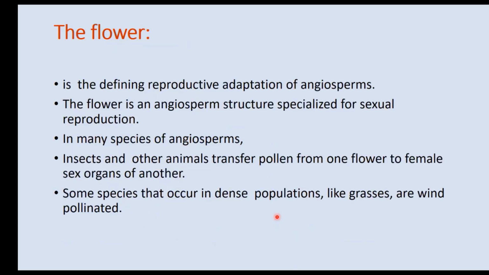And so then the flower is the defining reproductive adaptation of angiosperms. The flower is an angiosperm structure specialized for sexual reproduction. In many species, insects and other animals transfer pollen from one flower to the female sex organs of another. Some species that occur in dense populations, like grasses, are wind pollinated. So for pollination to occur, they depend on the wind, which shows how dependent they are on nature in that regard.